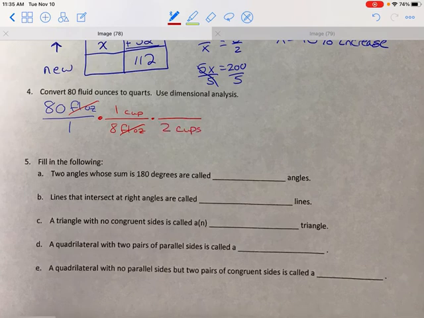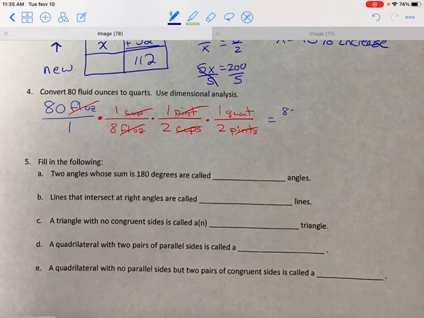And I know that 2 cups is 1 pint. So then my cups cancel. And then finally for my last one, 2 pints is equivalent to 1 quart. All right, so then my pints cancel. All right, so now I am in the correct unit.